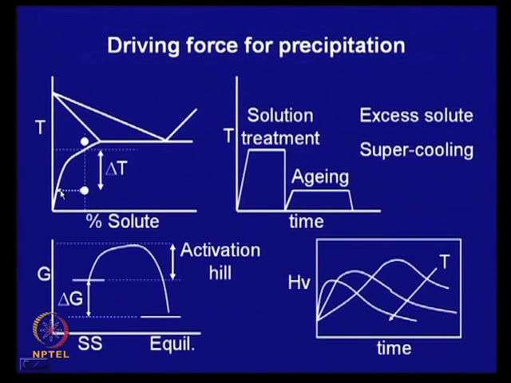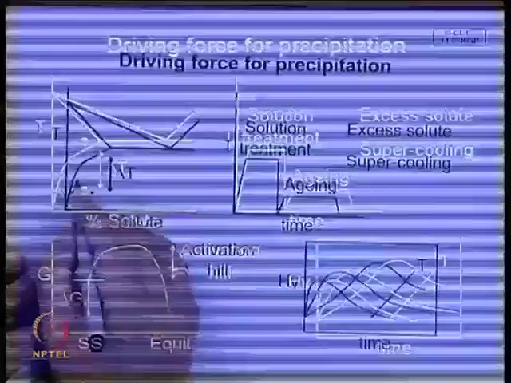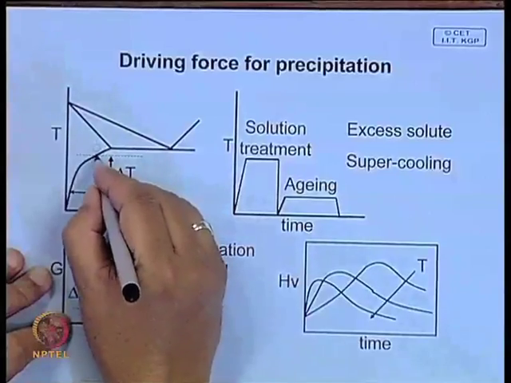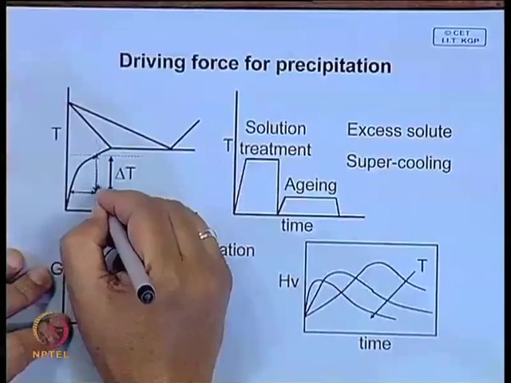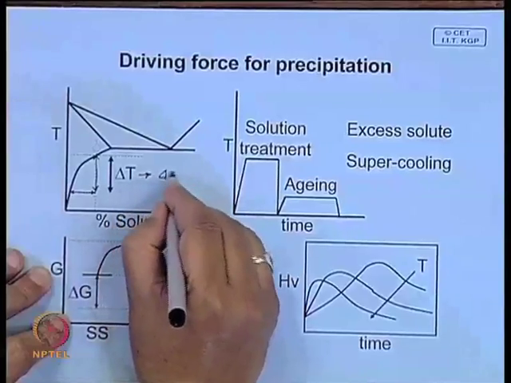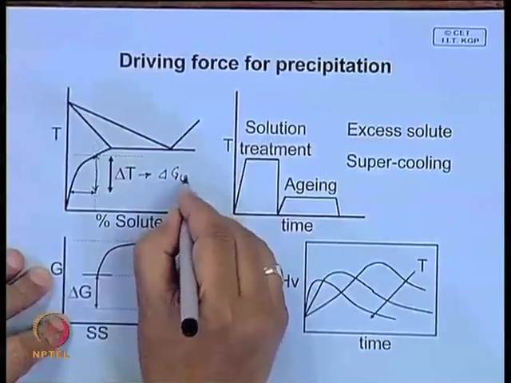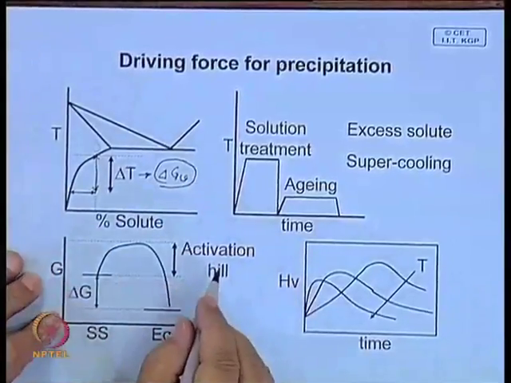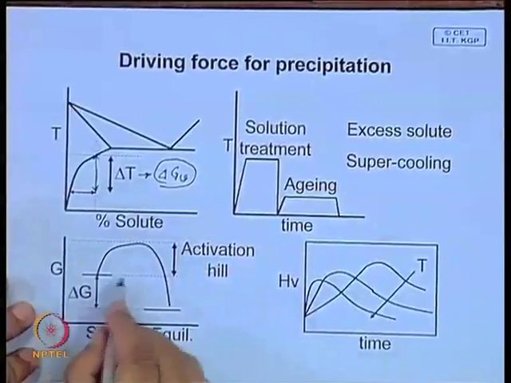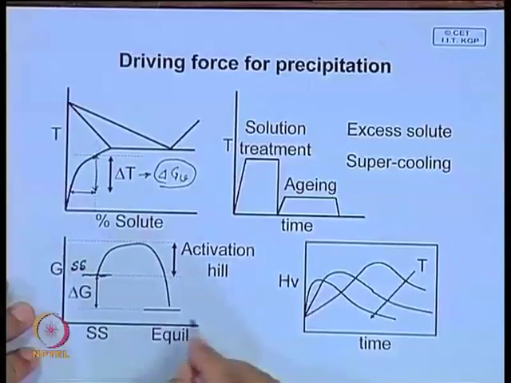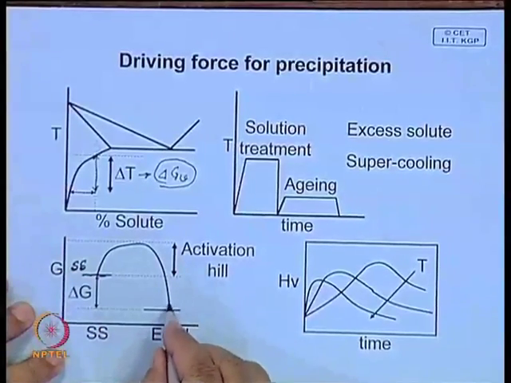So, what we can say under this condition, you have either this, which is the driving force or a measure of the driving force, and they can be converted to free energy, that is delta G V, and this is negative. But yet precipitation does not take place. It is something like this. This is the supersaturated solid solution and this is the equilibrium structure.